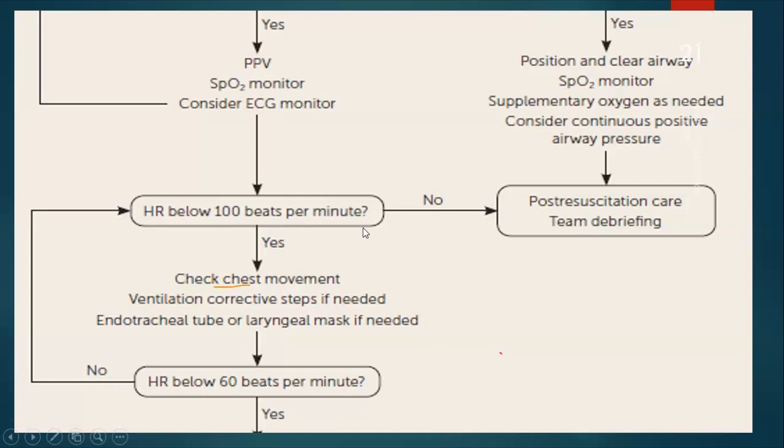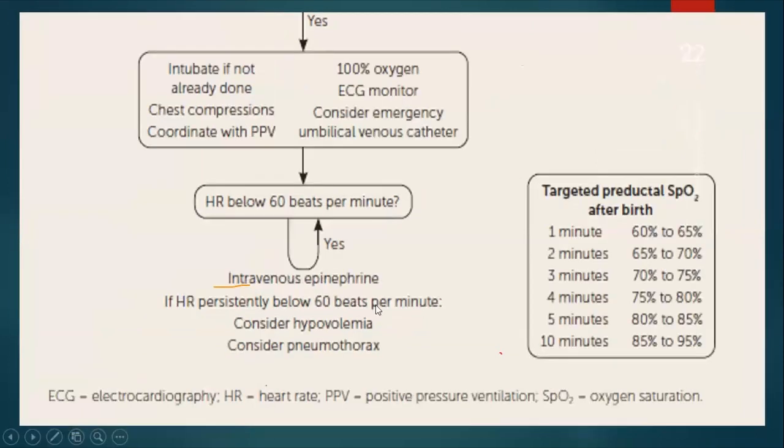Then after positive pressure ventilation for 30 seconds, if the heart rate is still below 100 beats per minute, we'll check the chest movement, making sure the positive pressure is being administered properly. We take ventilation corrective steps if it's not, or if we didn't secure the airway properly, such as endotracheal intubation or a laryngeal mask for the airway, then we continue our positive pressure ventilation. But if, despite effective administration, the heart rate is still less than 60 beats per minute, we'll continue to administration of medication.